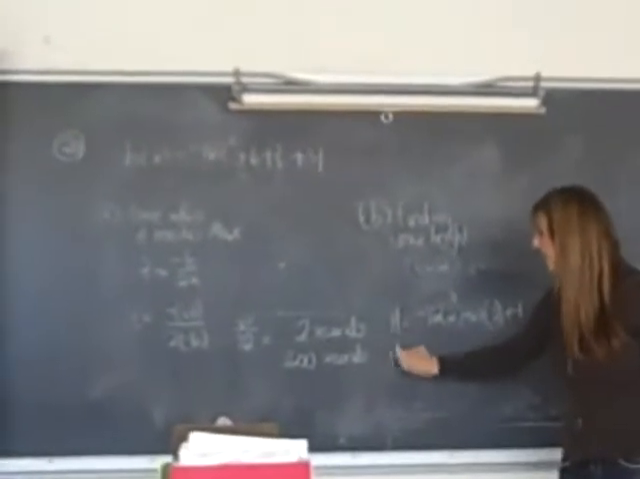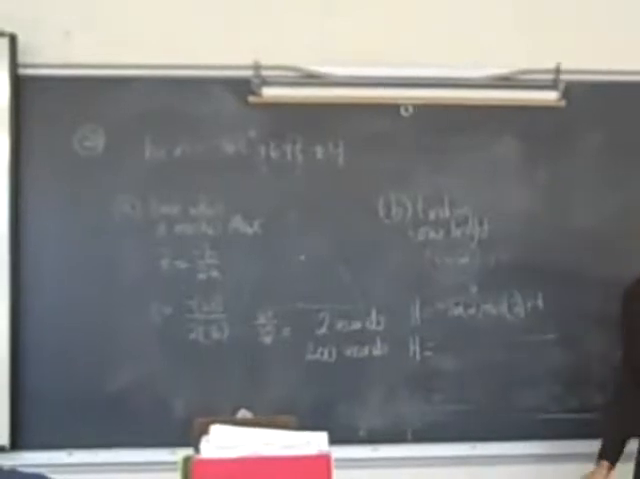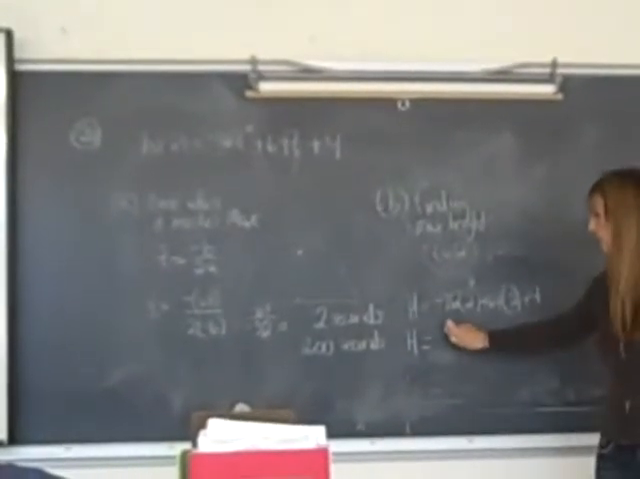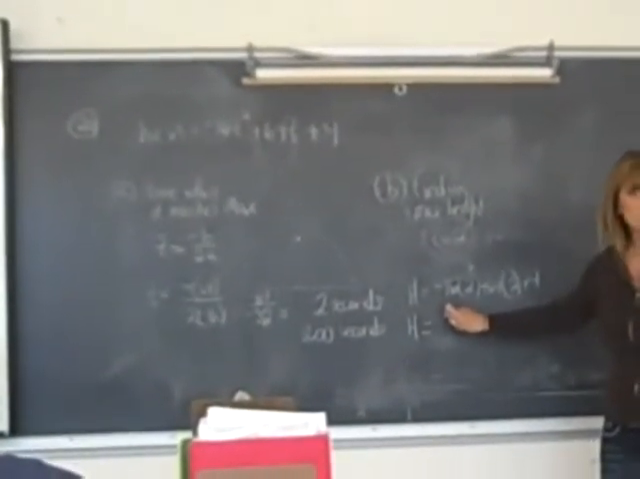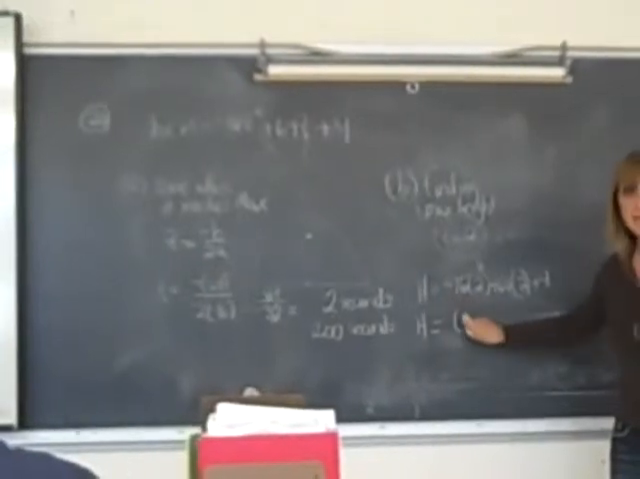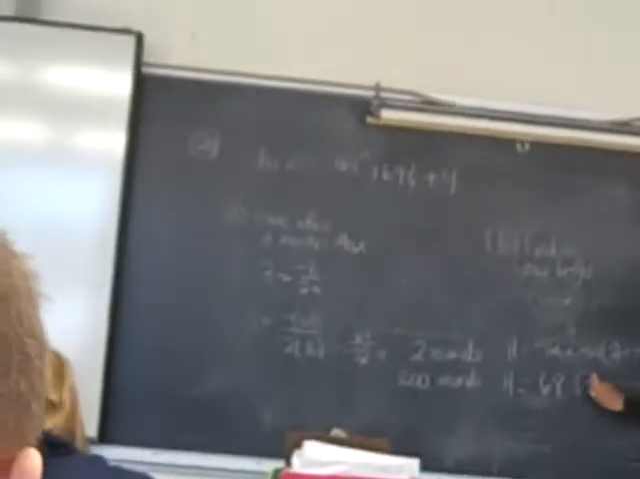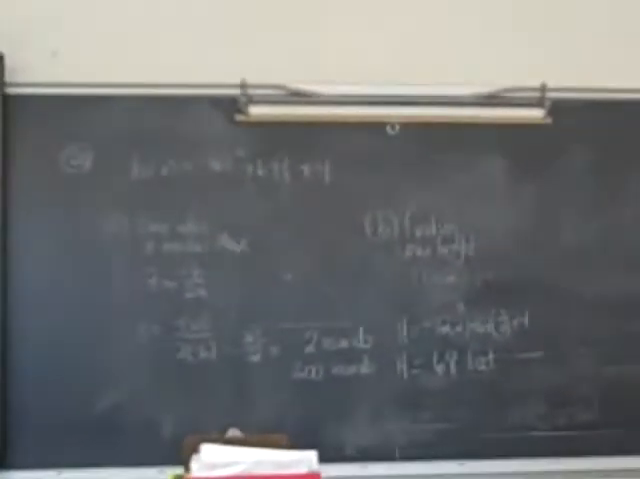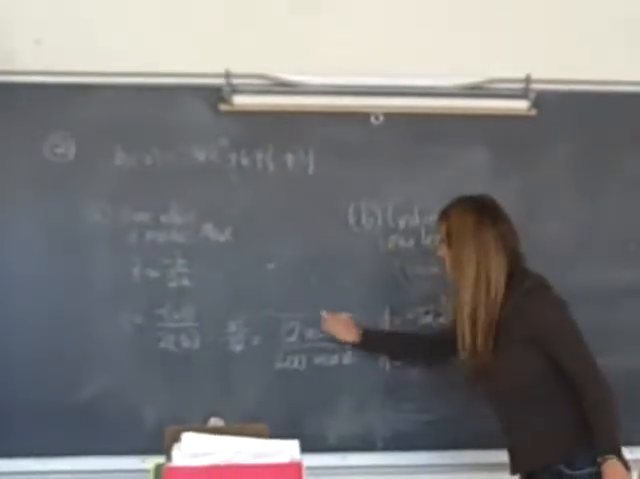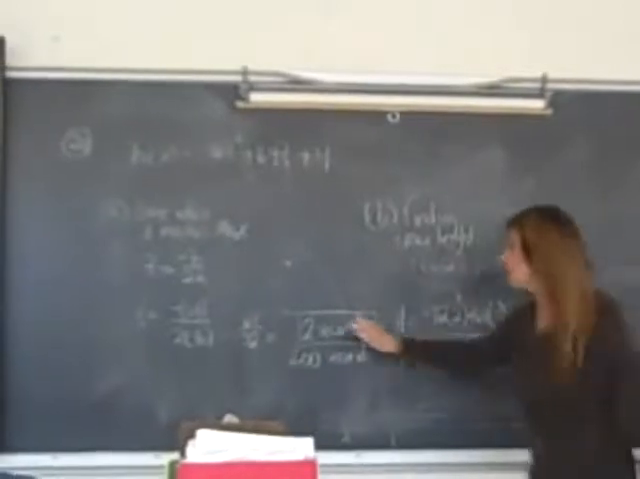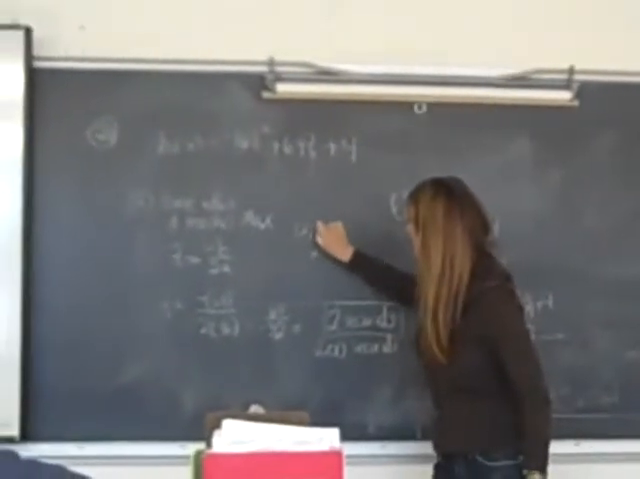What is the maximum height at 2 seconds? The answer was? What was it? No one? 68 feet. Or yards or meters, I don't remember what it was. 68 feet. Okay, so far so good? So 2 comma 68.